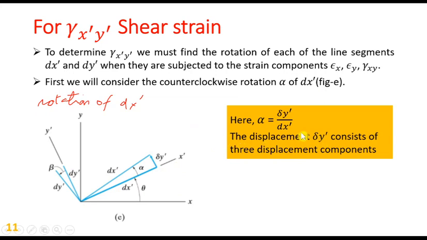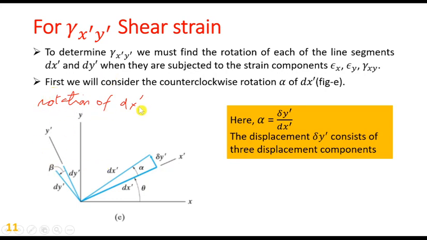So the displacement delta y prime will be due to three displacement components, this, this, and this. So we will do that. And as far as the rotation of dy prime is concerned, after rotation this will become beta. So the change, alpha minus beta, will be the shear strain gamma x prime y prime. If you look closely, this is along the x prime axis and this is along the y prime axis. So if we change theta to theta plus 90, we will have this relation for beta. So we will do it later.